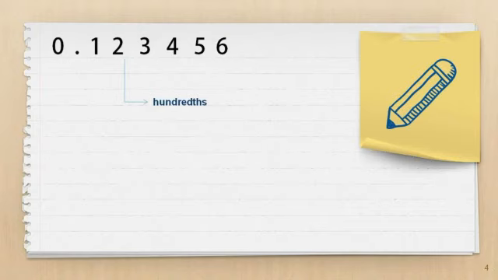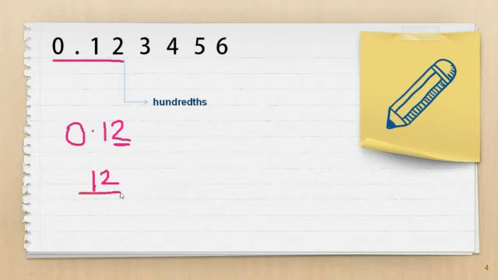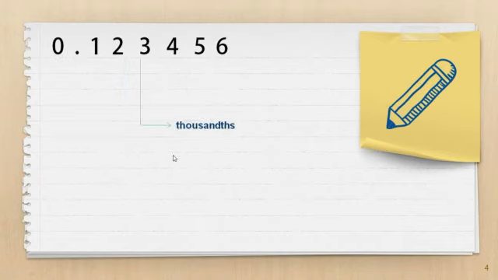The 2 is in the hundredths. So if I have this decimal number 0.1 and then 2, tenths, hundredths, it is in the hundredths place. So this is 12/100. Isn't it easier to convert to a fraction? We can read it as 12 hundredths, and in fraction, we have 12/100.